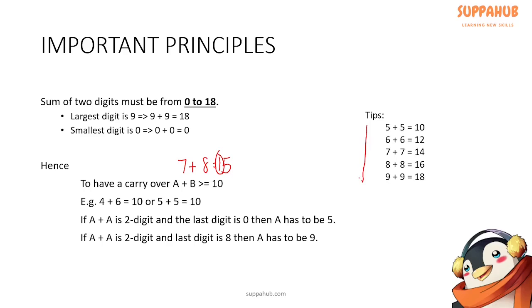Basically, 5 plus 5 will give you 10, 6 plus 6 will give you 12, and 7 plus 7 gives you 14. So if you are given the last digit here, and it can only happen if A plus A equals something, let's say 2, for example, then you know that it has to be 6 plus 6. That's what it means.